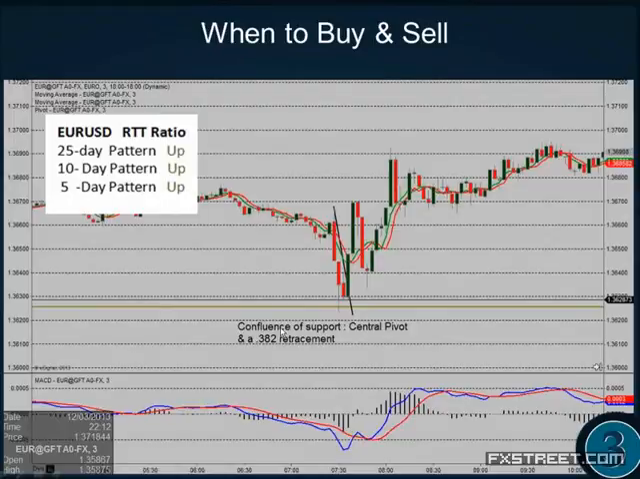Here's a great trade setup. Anytime you have confluence of support, in this case, this is a 3-minute chart of last Friday's unemployment number in the euro. You have a confluence of support there. You have a central pivot in black, and you have a 382 retracement in gold. And here's what's more important: you have all the patterns up. Now, when you have all the patterns up, that means you're going to look for shallow retracements, right?